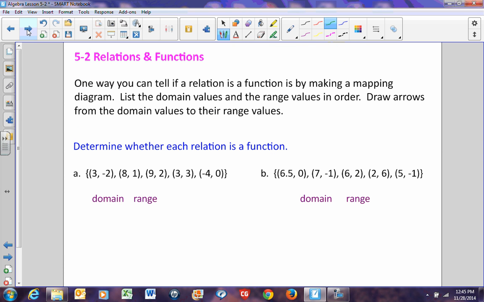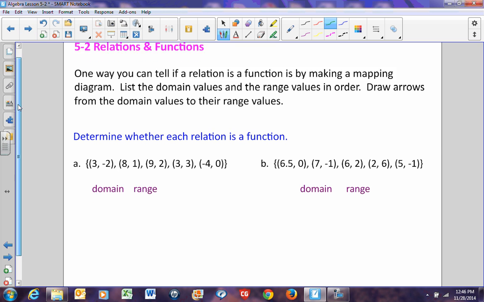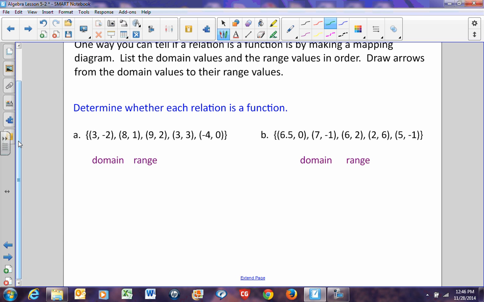All right, one way you can tell if a relation is a function is by making what they call a mapping diagram. You list the domain values and the range values in order and draw arrows from the domain values to their range values. For example, we're going to determine whether each relation is a function or not. In A, we have the relation (3, -2), (8, 1), (9, 2), (3, 3), (-4, 0). I'm going to list all the domains. So I'm just going to go down the line listing the domains. Domains are all your x values. Range is all your y values, just in case you can't remember that.